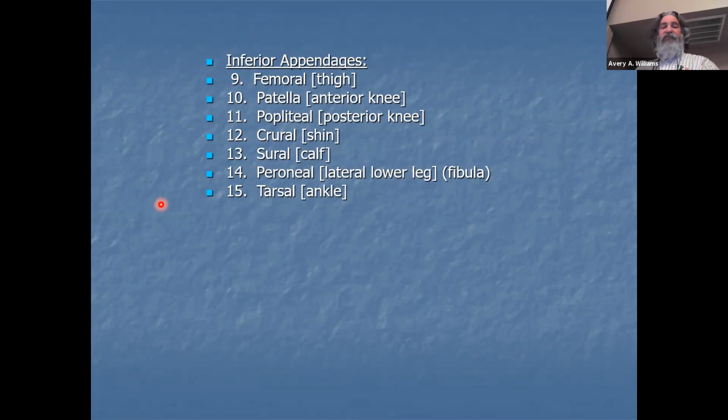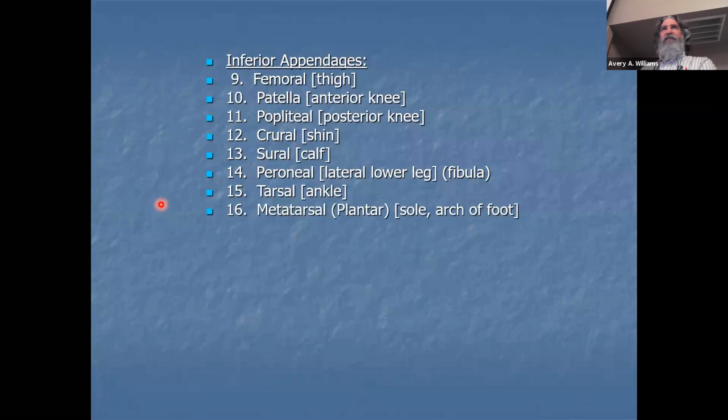Tarsal bones, tarsus, ankle, all right. Same kind of thing: after the wrist bones you have carpus, metacarpus, and in the foot you've got tarsus, metatarsus, or metatarsal bones.